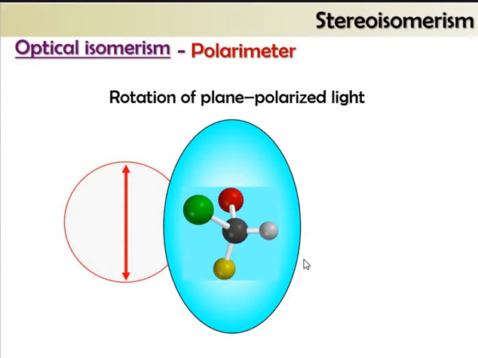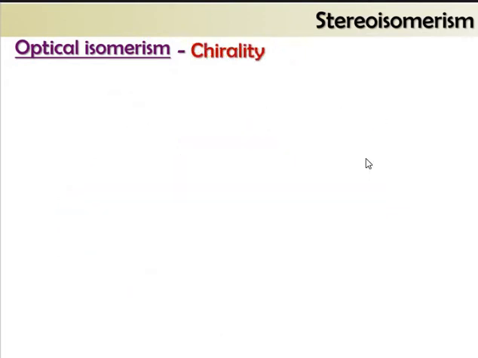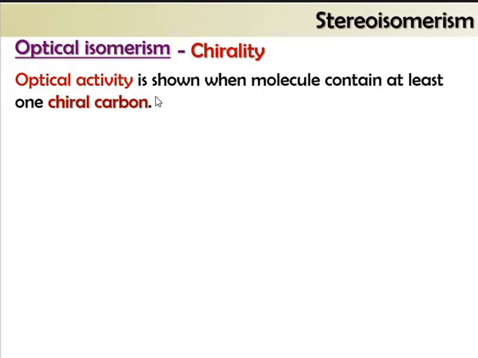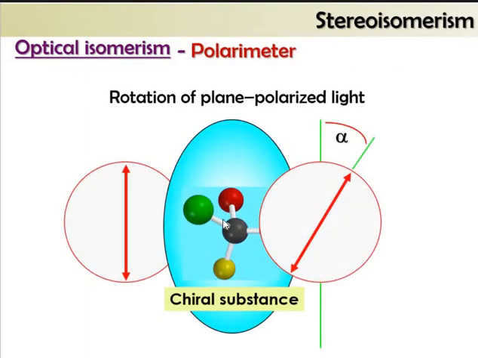Okay, so dia akan rotate the plane polarized light. So dia ada dia punya angle lah dekat sini. Okay. So, optical activity is shown when molecule contain at least one chiral carbon. Okay, so di sini yang sampel kita ni, at least dia ada satu chiral carbon. What is chiral carbon? Nanti kita akan tengok.